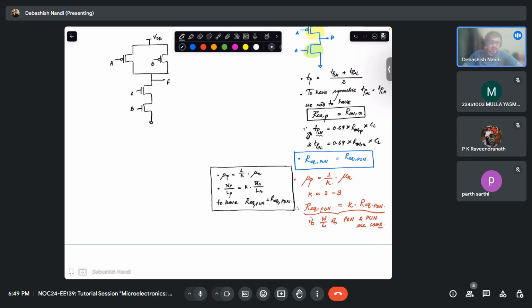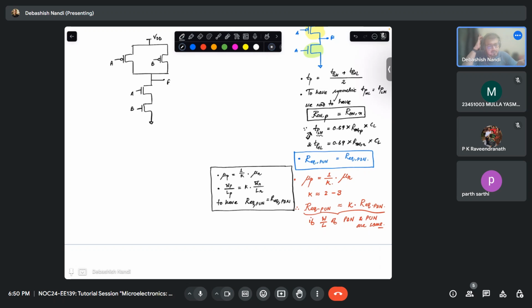In the last session, I derived the expression of R on, or R equivalent, and showed you that it depends on the inverse product term of mu times W over L. So to have R1 equal to R2, we need mu n times Wn by Ln to be equal to mu p times Wp by Lp. As my mobility is reduced, the width of the PMOS has to be increased by k times. Is that okay?